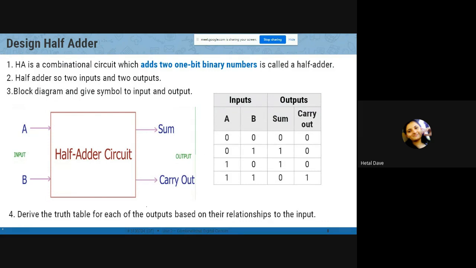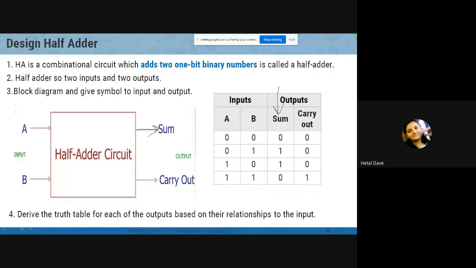This is a truth table. Because there are 2 inputs, how many combinations are there? 0 0, 0 1, 1 0 and 1 1. Now look at the sum column. Over here, what will be generated? That we need to write.